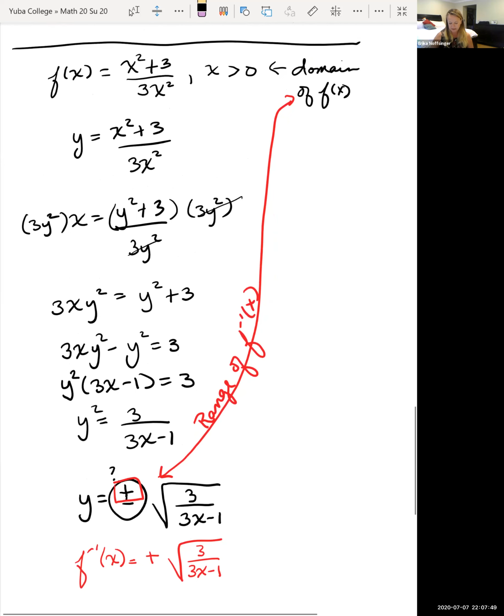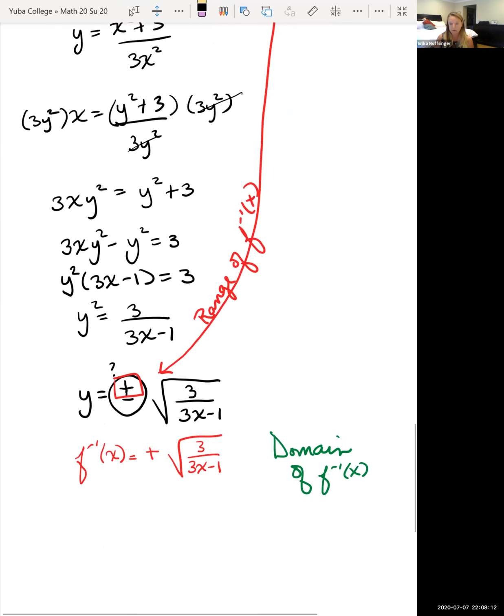And so since we've done that, we might as well go ahead and talk about the domain of f inverse of x, which will be the range of f of x. So the domain of f inverse of x? Well, we have a couple things that can cause us problems. We have a radical, so we can't have any negatives underneath an even powered radical. And we have a variable in the denominator, and we can't have 0 in the denominator. So we know that 3 all over 3x minus 1 has to be greater than 0.